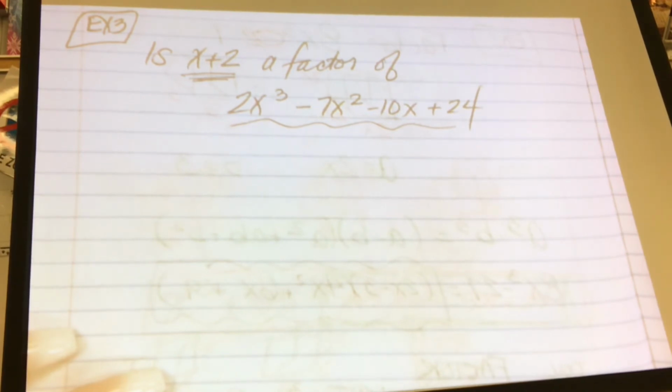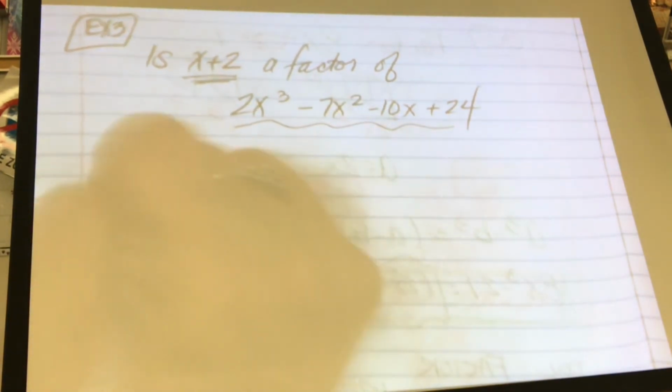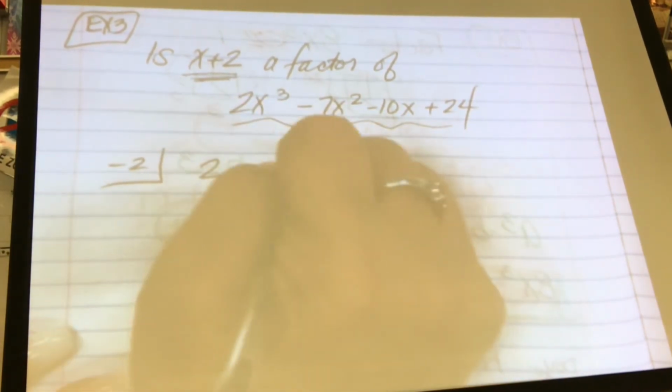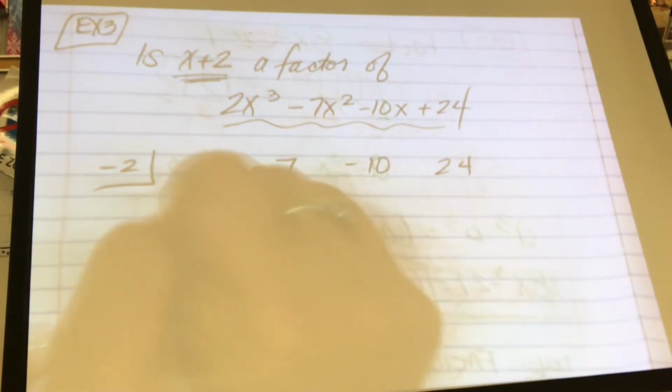Divide it and see if there's a remainder. There are 2 ways to divide. We had 2 ways last week. You pick which way you prefer. Long division or synthetic division? Let's do it synthetically first. So I'm going to have a negative 2 in the corner. 2, negative 7, negative 10, and 24.